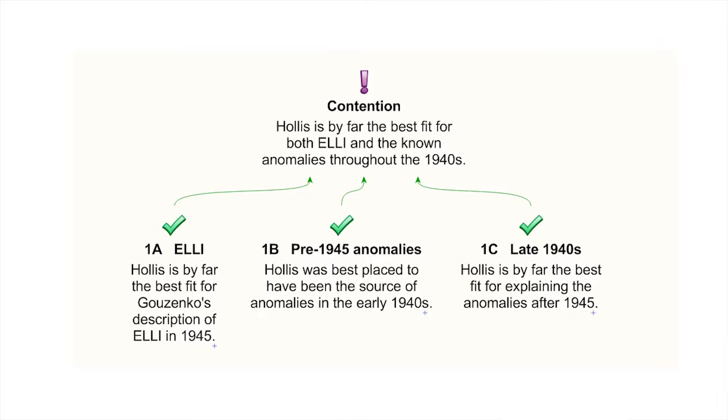The third, 1C, suggests that Hollis is actually by far the best fit for the anomalies in the late 1940s, after the World War. Now all of this, of course, is before Hollis rose to become first Deputy Director and then Director General of MI5. I haven't in the report actually endeavoured to cover that very important but later part of Hollis's career. It would require a more voluminous report.